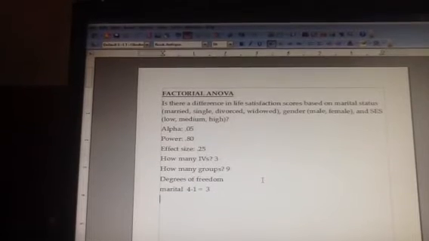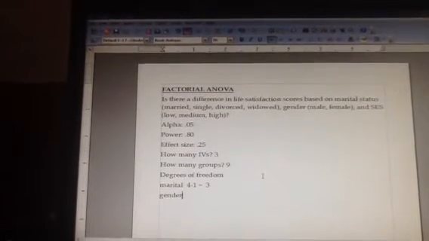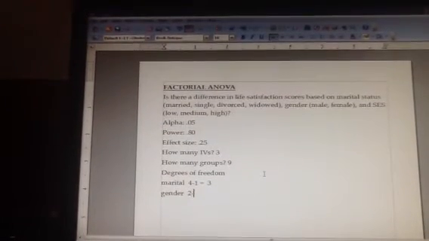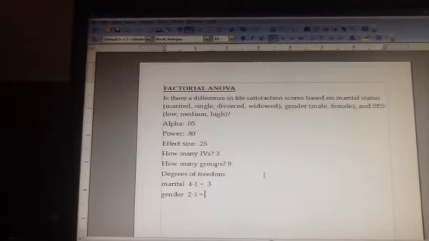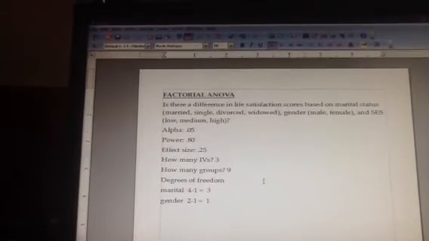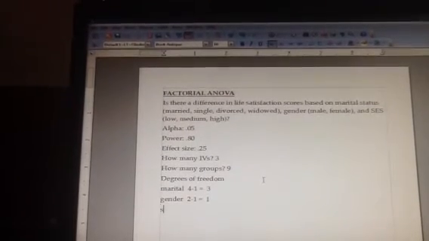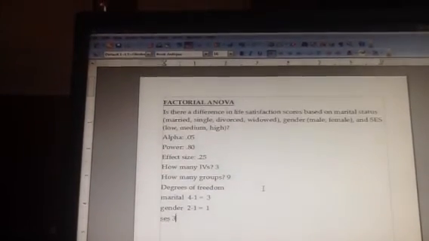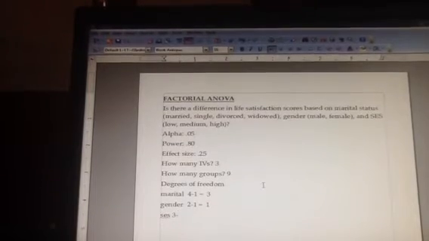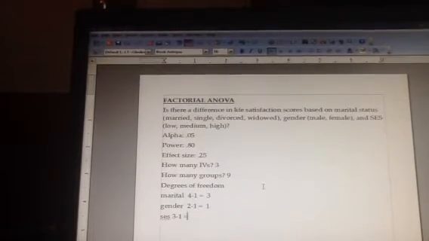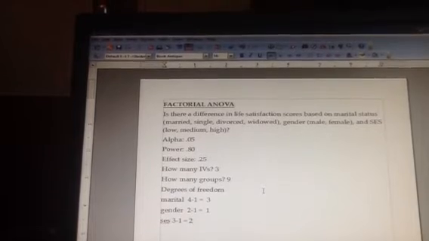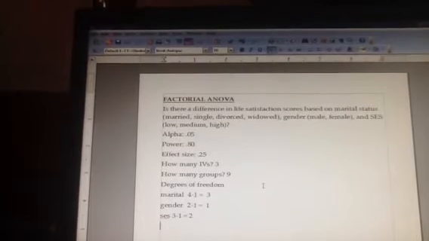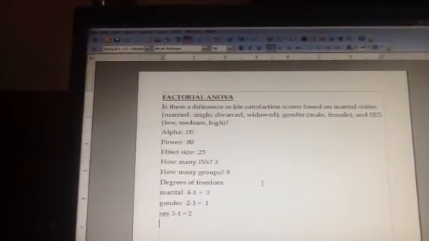So again, we had 4 minus 1, which is 3. Then we have gender. So again, gender, we calculate degrees of freedom for that variable the same way, 2 minus 1, which equals 1. And then our last one is SES. So the main effect for SES, we have 3 levels, low, medium, and high SES, minus 1 degree of freedom equals 2. So these are our degrees of freedom for the main effects, but we also want to be able to look at interactions. So here we're going to start with the 2-way interactions.